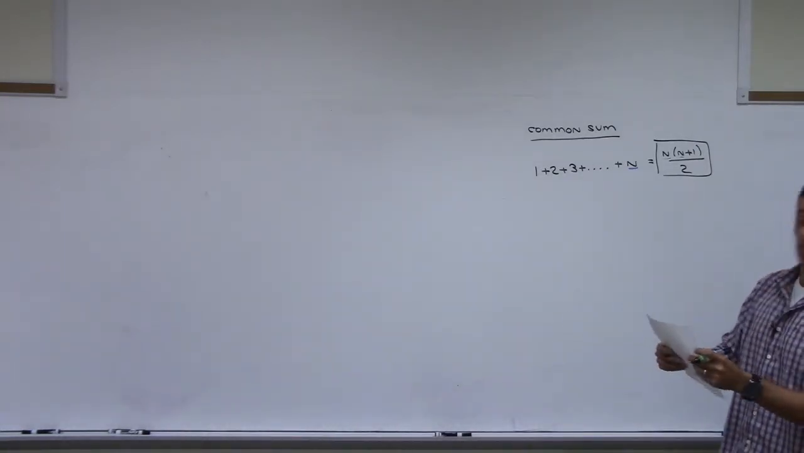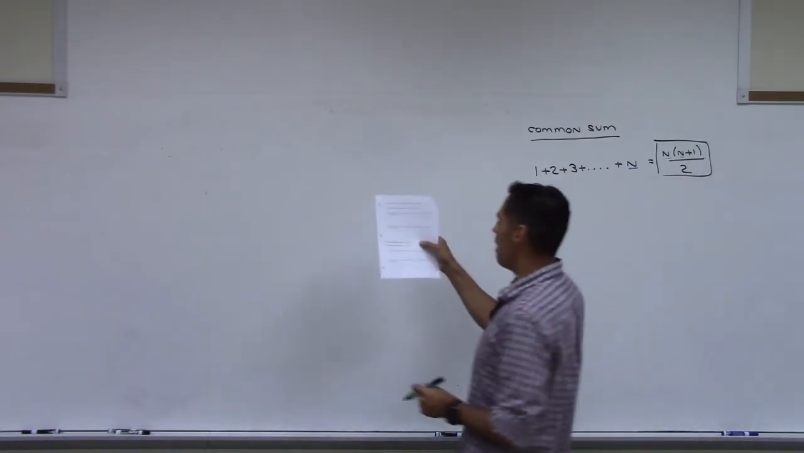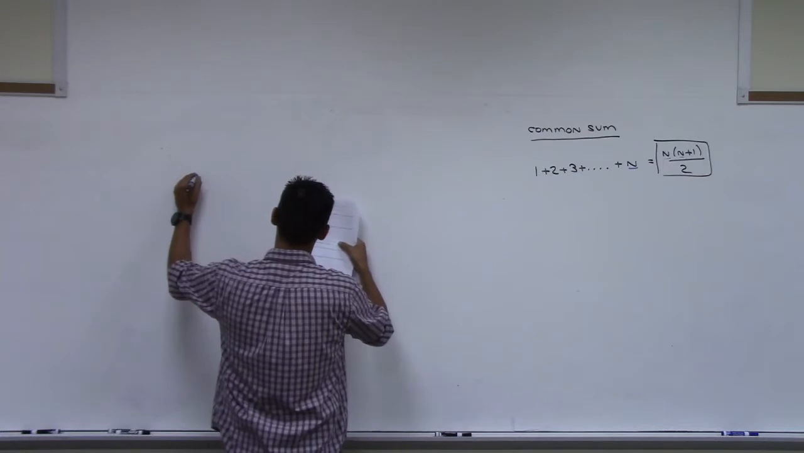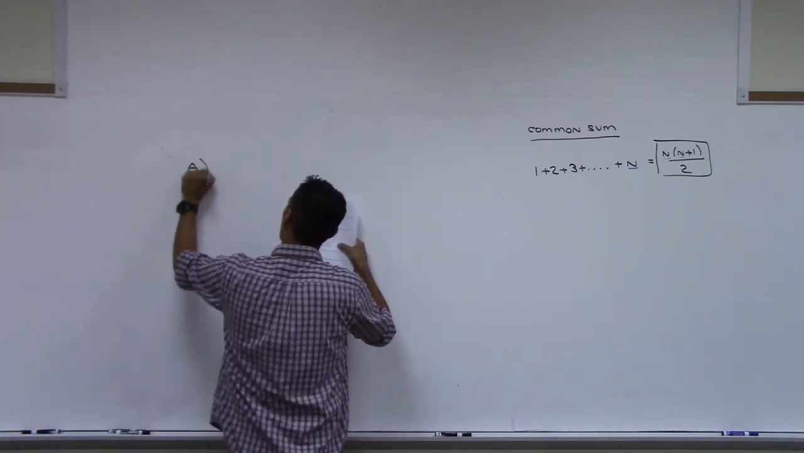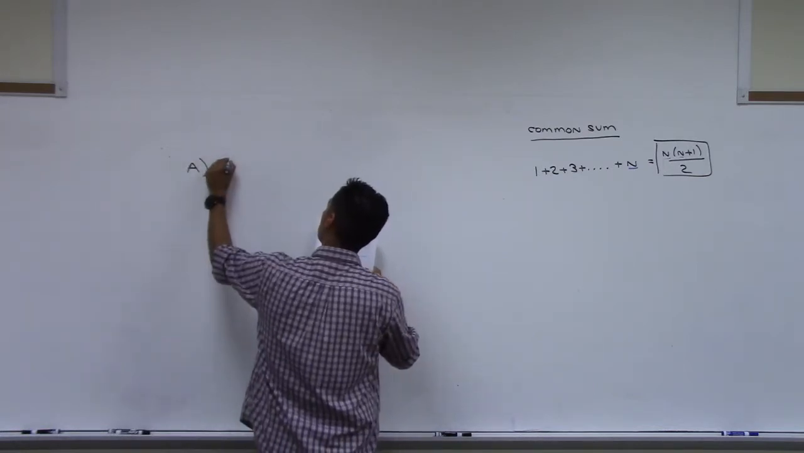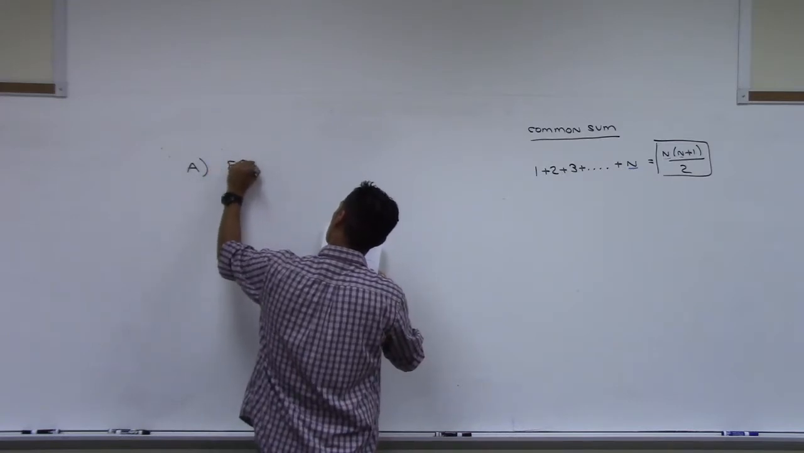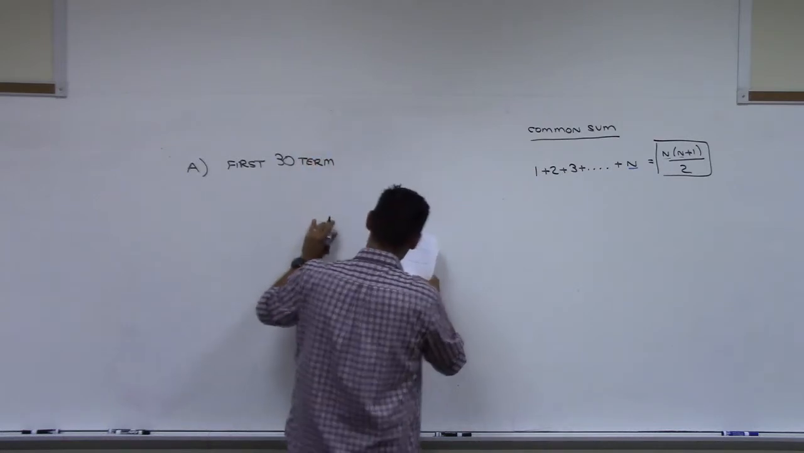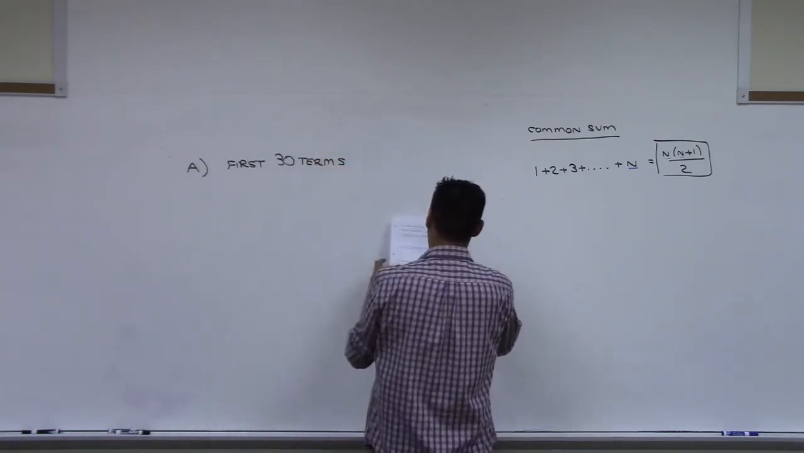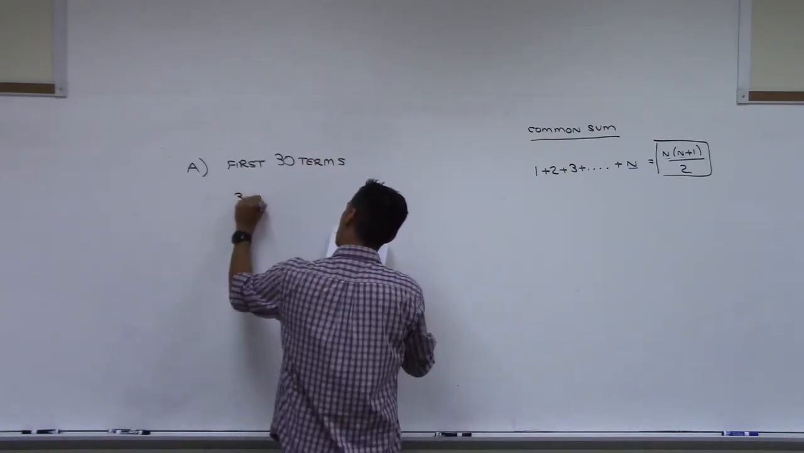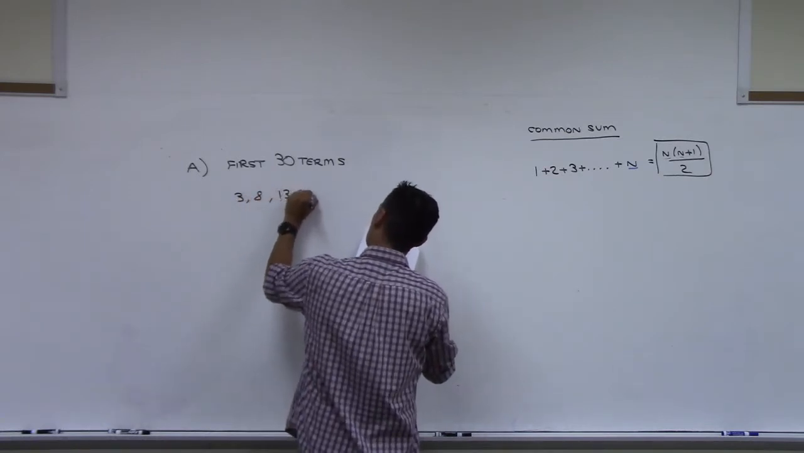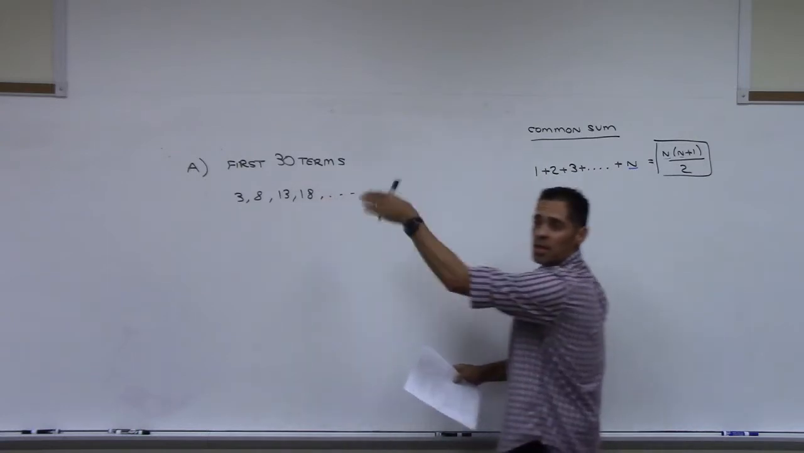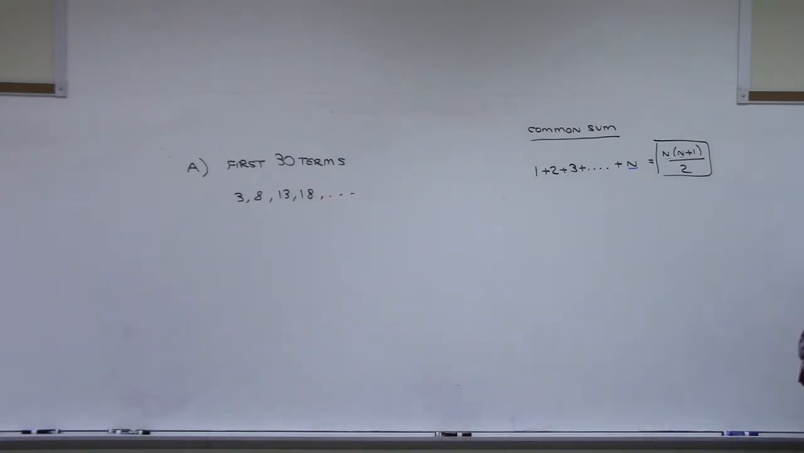All right, so we got these two formulas now, right, that help us add up sums. So let's look at part A here. It says find the sum of the first 30 terms of the arithmetic sequence 3, 8, 13, 18. So we want to add up the first 30 of these. And we're told it's arithmetic.